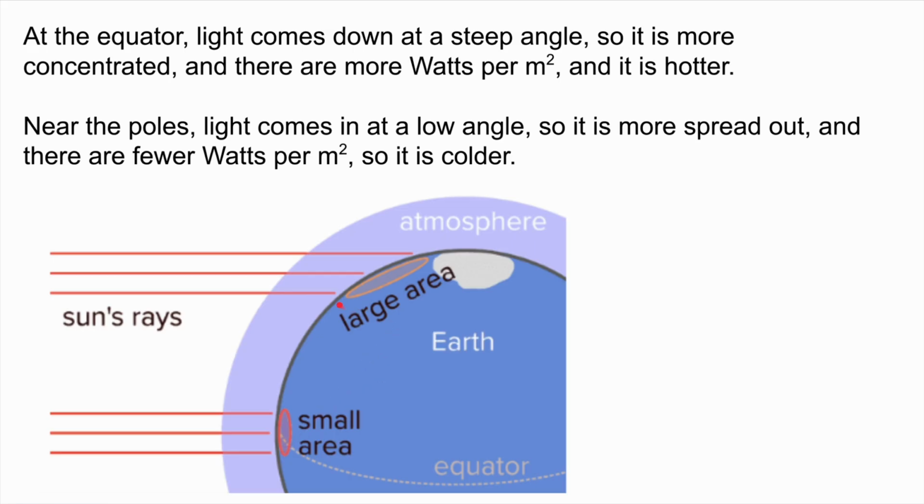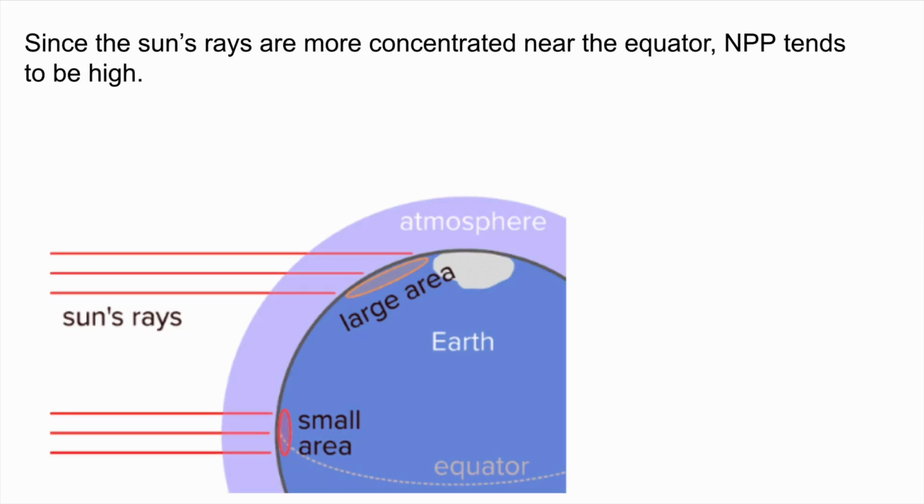Whereas near the poles, that same light is getting spread out over a larger area, leaving less light energy converted to heat per square meter, so of course it's going to be colder. Another thing to keep in mind, though, is because the sun's rays are concentrated near the equator, there's more light arriving, and instead of being converted to heat, what about being converted to glucose? So what we're going to find is that NPP is higher at the equator because light is more concentrated, at least in part because of that.